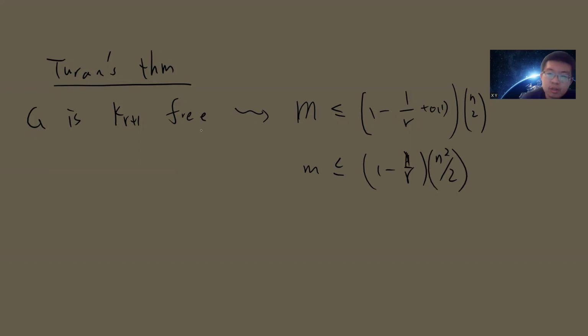Previously we used mathematical induction to prove this, and now we are going to use another method, called the probabilistic method. So this is the probabilistic proof of Turán's theorem. This type of proof is a very powerful tool in combinatorics and also number theory.